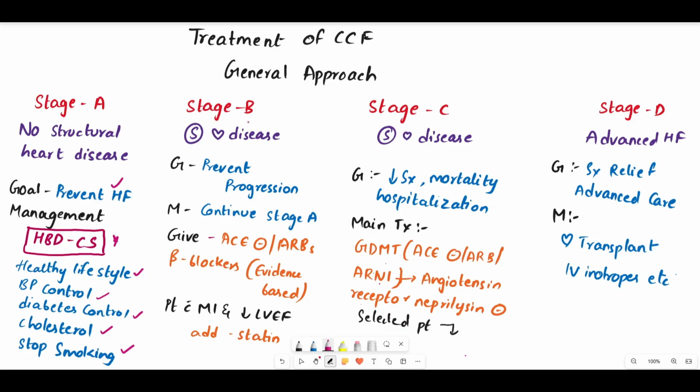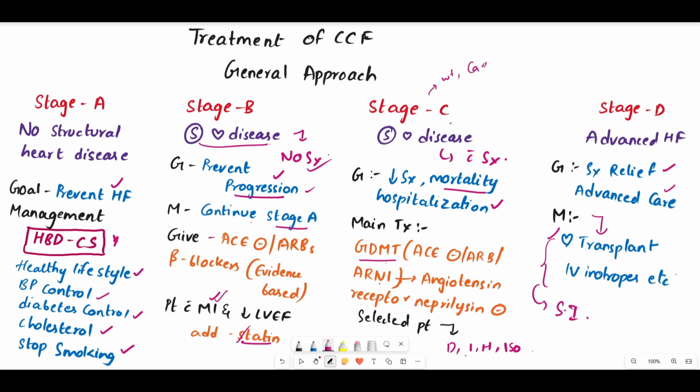Coming to the second stage, which is stage B, here there is a structural heart disease, but there are no symptoms. And here the goal is to prevent the progression of heart failure. Coming back to the management, we will be continuing with the same stage A measures. You can give ACE inhibitors, ARBs, or beta blockers, that too evidence based beta blockers. And if the patient is having myocardial infarction or reduced LVEF, in those conditions along with these drugs you will be adding a statin drug.